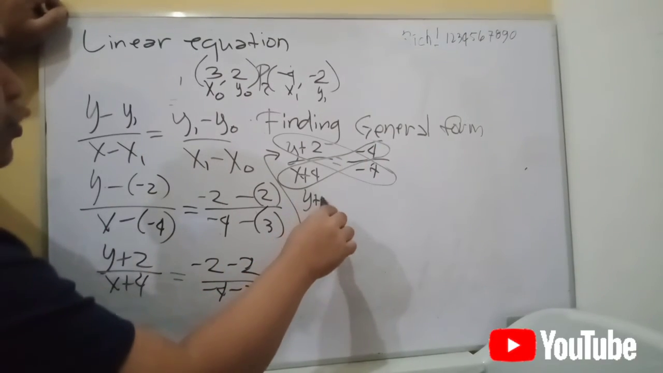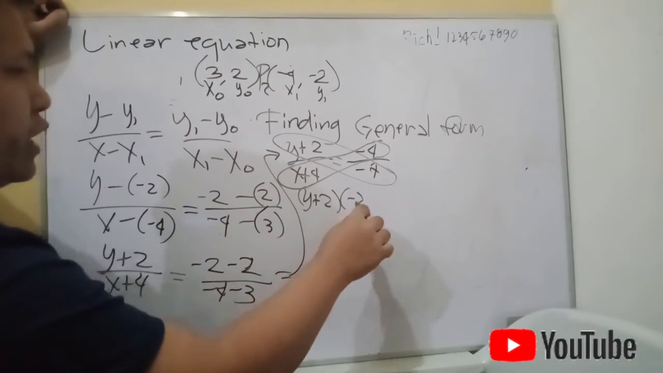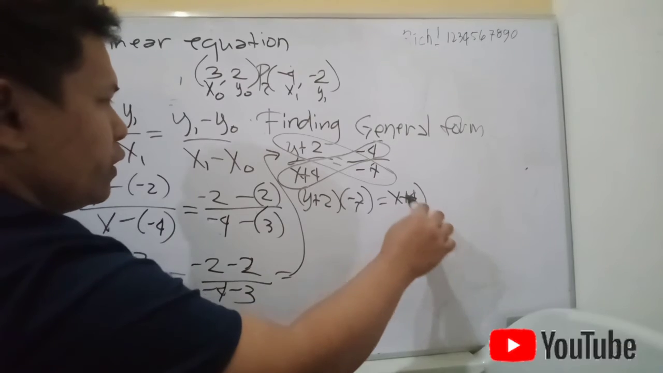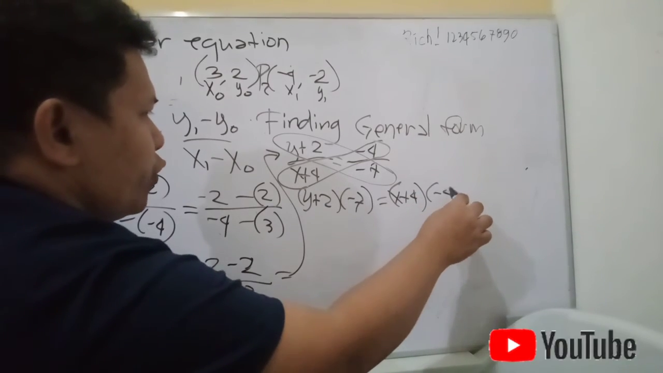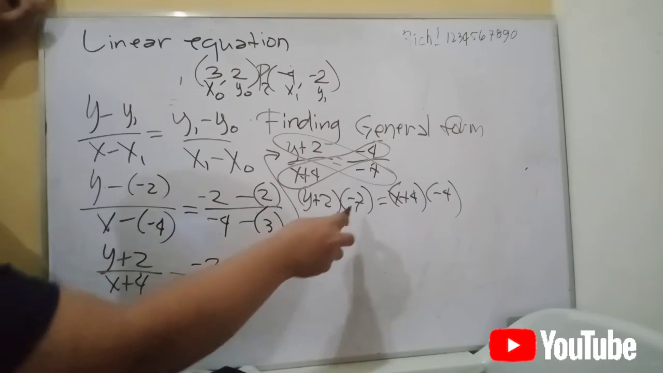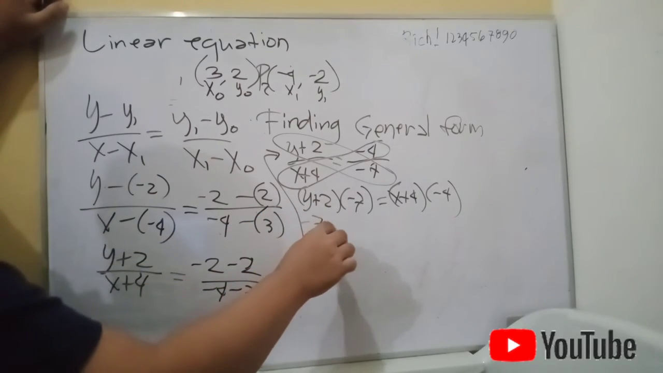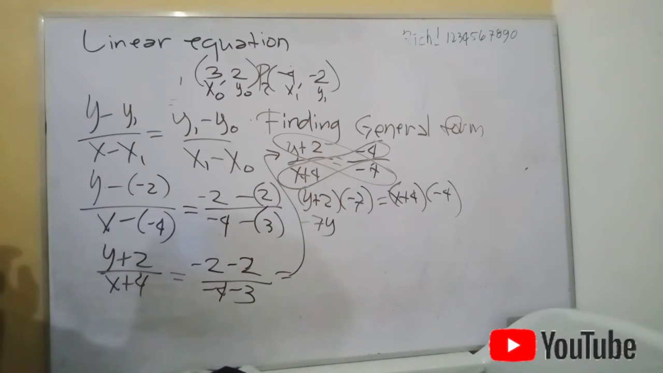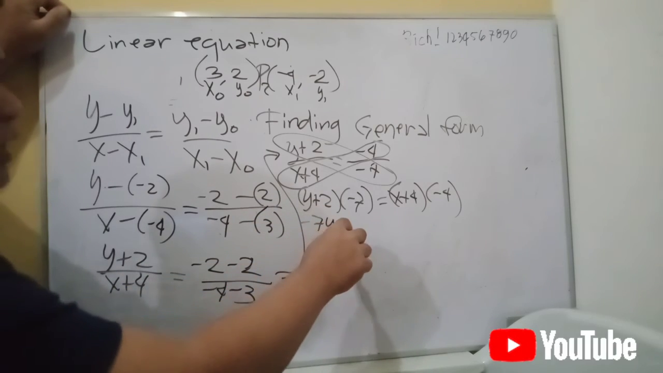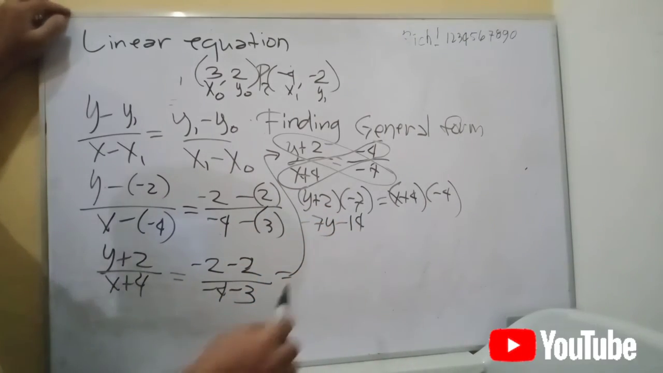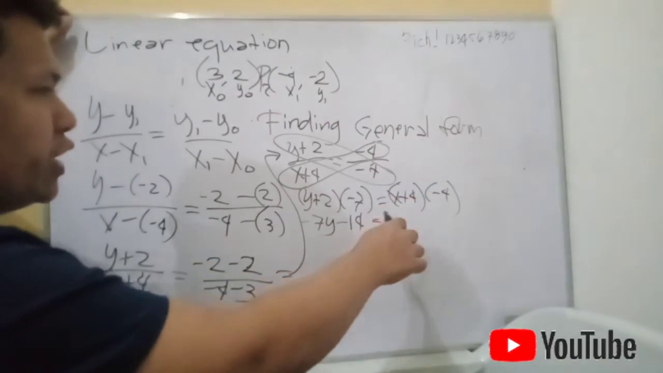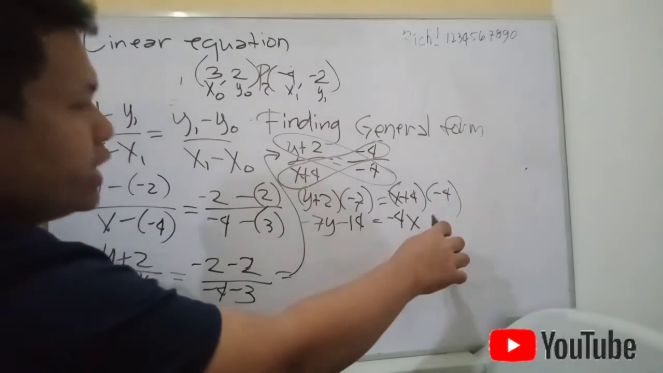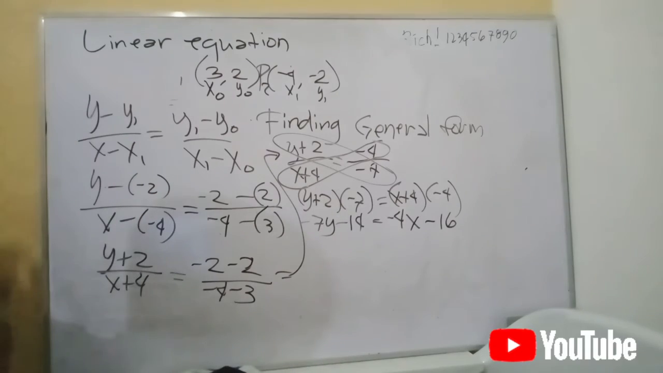So y plus 2 times negative 7 equals to x plus 4 multiplied by negative 4. So now, negative 7 times y, that's negative 7y. And then positive 2 times negative 7, that is negative 14. And this one is negative 4 times x, that's negative 4x. Negative 4 times 4, that's negative 16.